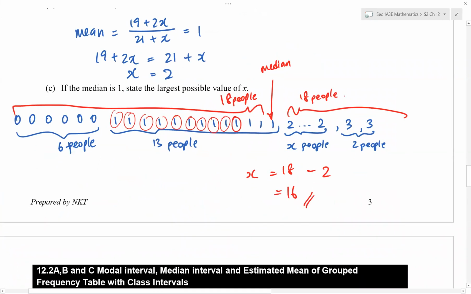So your working for this particular question can be as simple as this. But how do you get 18 in the first place? It would help many of you to actually have a way of listing down the numbers. Obviously, you do not have to write down all 13 ones. You can just, like I mentioned, put the first one, then dot, dot, dot, then the last one. Okay, to save you a little bit of time.